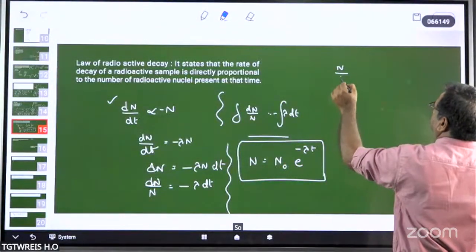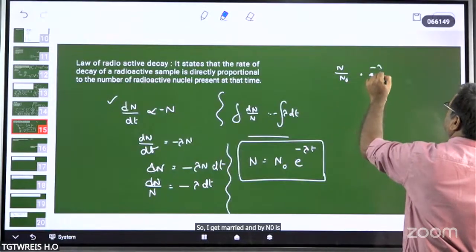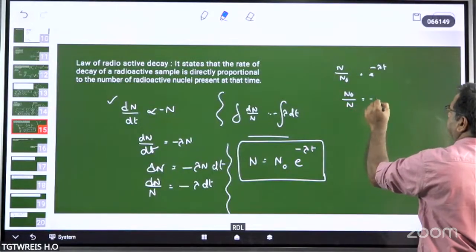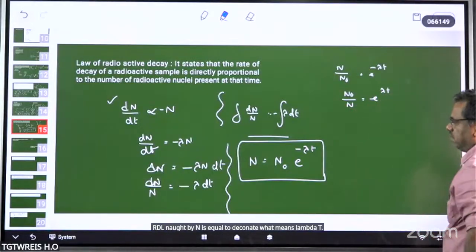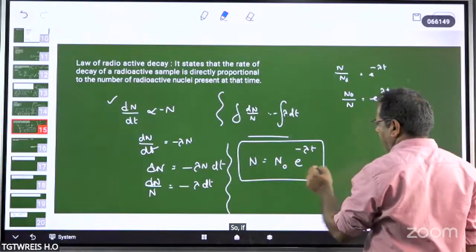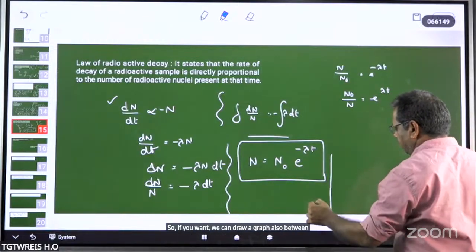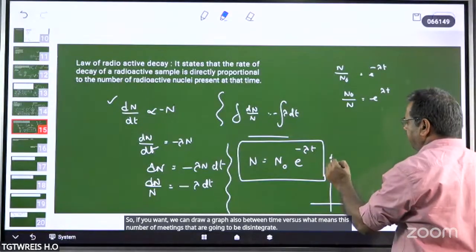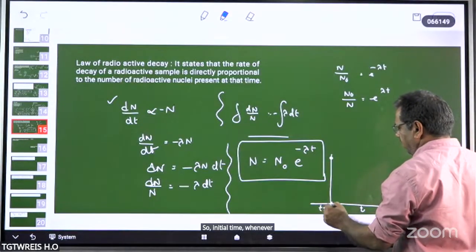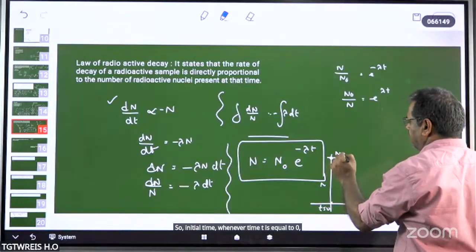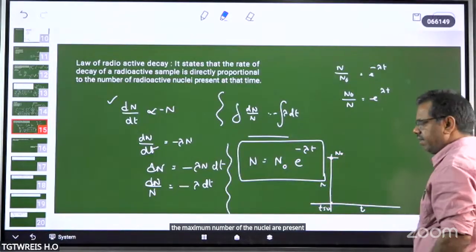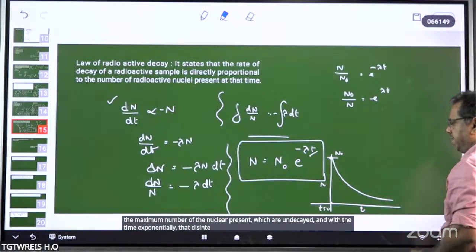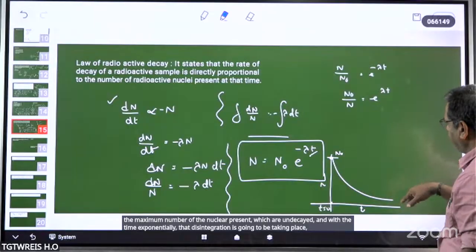So I can write N by N naught is equal to e power minus lambda T, or N naught by N is equal to e power lambda T. If you want, we can draw a graph also between time versus the number of nuclei that are going to disintegrate. So initially, whenever time T is equal to 0, the maximum number of nuclei are present which are undecayed, and with time exponentially that disintegration is going to take place.